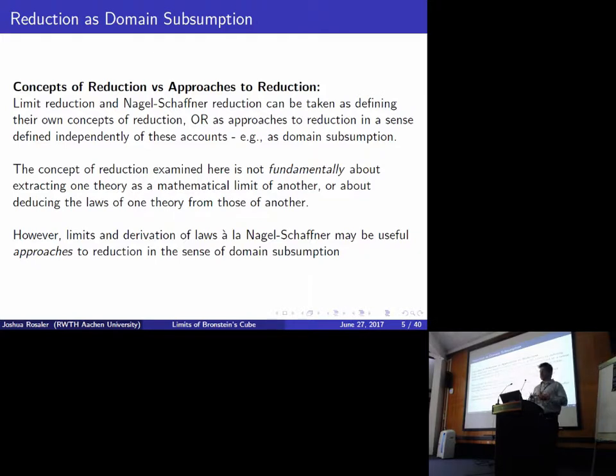Now it's helpful to distinguish between concepts of reduction and approaches to reduction. Philosophical accounts of reduction, like limit-based reduction or Nagel-Schaffner reduction, can either be taken as defining their own concepts of reduction, or as approaches to reduction in some other sense. So for example, as approaches to reduction in the sense of domain subsumption. The concept of reduction that we're going to be talking about here is not fundamentally defined by the requirement that one theory must be extracted as a mathematical limit of another, or fundamentally by the requirement that one must be able to deduce the laws of one theory from another. However, we leave open the possibility that limits and derivations a la Nagel may be useful approaches to reduction in the sense that we're interested in here, which is domain subsumption.